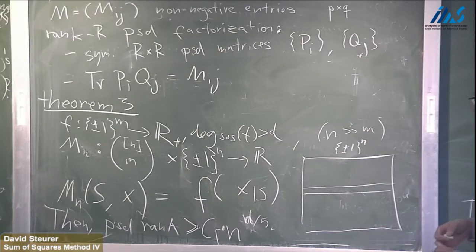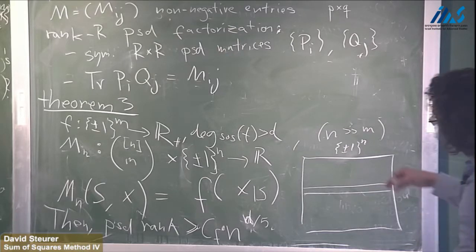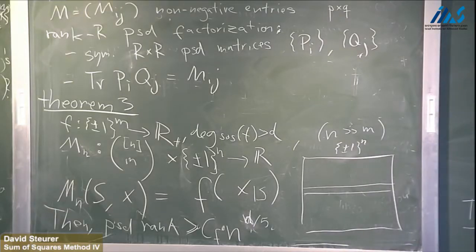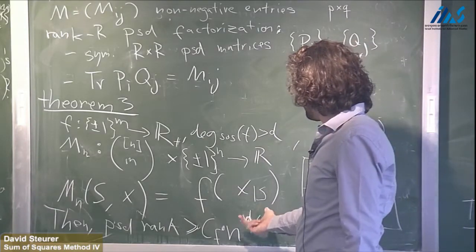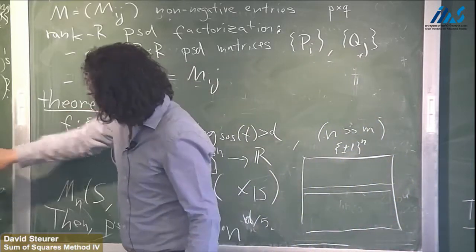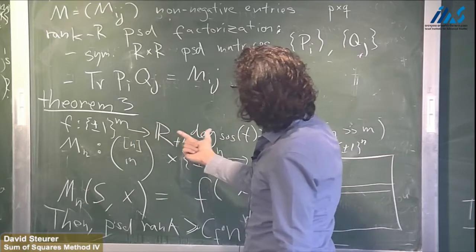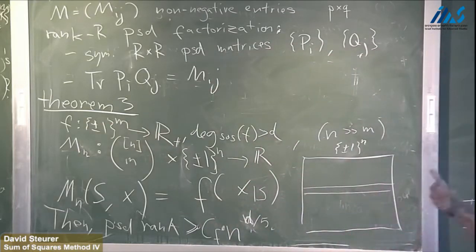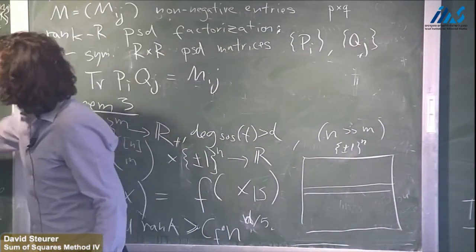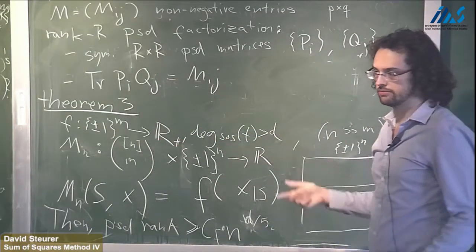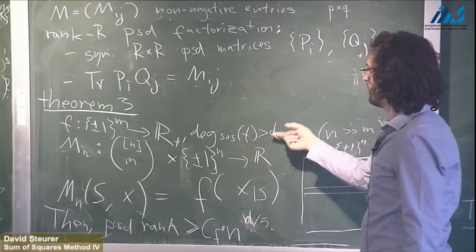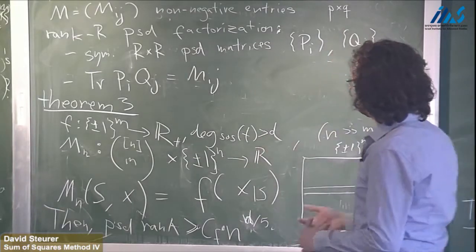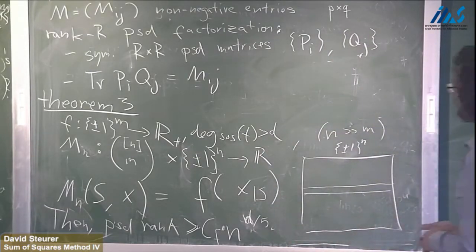Okay, so let's talk about how this theorem implies theorem two. I have to say one more thing here. We know functions little f of degree 2, so quadratic functions, like the functions we talked about here, that have a very large sum of squares degree. For every d, we know some degree 2 function that is non-negative and has sum of squares degree larger than d. It doesn't have a degree d certificate.